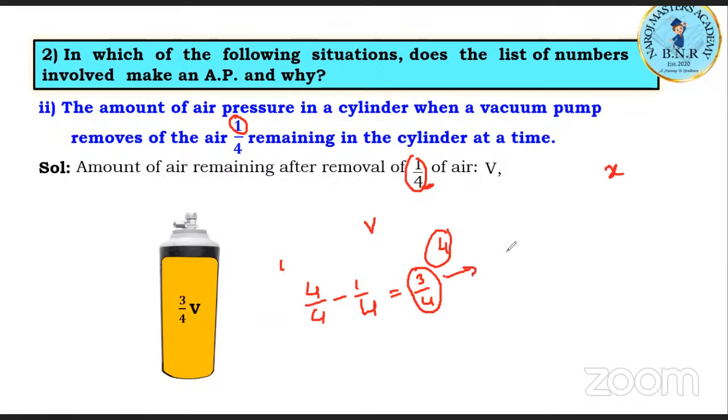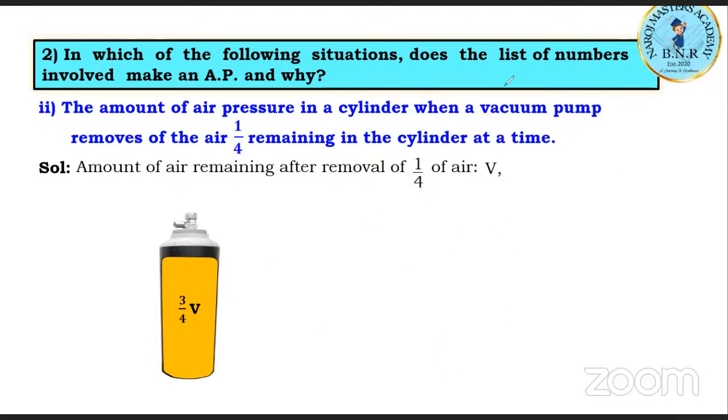Then if you remove again 1/4 from this, 3/4 minus 1/4. Is it right? Yes, sir. Not a direct 1/4. Here it is not 1/4. We have to remove 1/4 of 3/4. So 1/4 of 3/4 is 3/16. I will display it here. You can take a screenshot. Don't get confused. Very, very simple only.